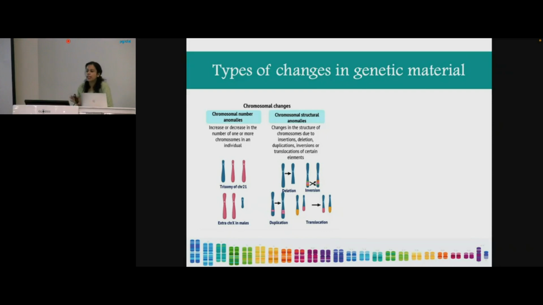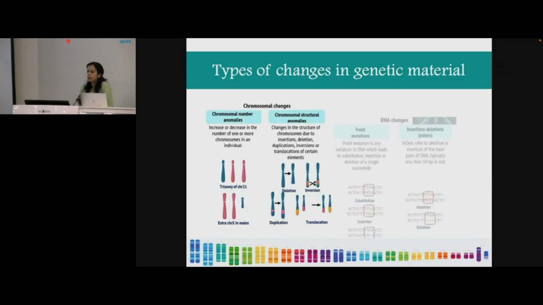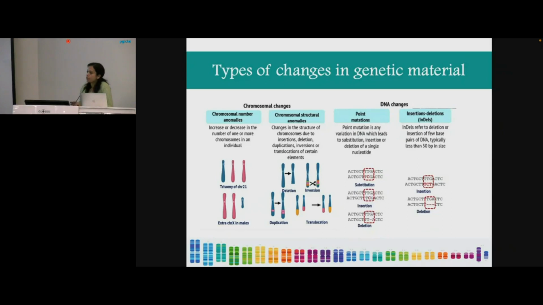Structural anomalies mean there can be a deletion of an arm of a chromosome. There can be a duplication of the arm. There can be inversion in between the chromosomes. There can be translocation. The DNA changes can be of different types, like point mutations. Point mutations mean any variation in the DNA which is leading to the substitution or insertion of a single nucleotide. There can be indels also. Indels refer to the deletion or insertion of a few base pairs, typically less than 50 base pairs. These are the kinds of changes which can occur in the genome.